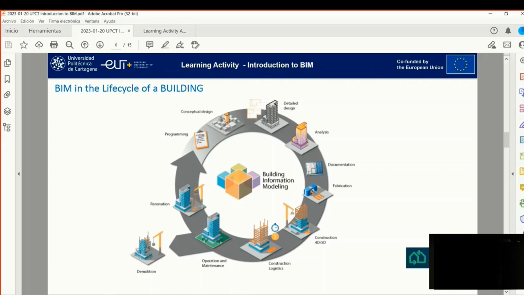And we can also plan the demolition or the construction of the building, because we have information about all the parts of the building, and we know which parts can be reused after the demolition of the building, for example.